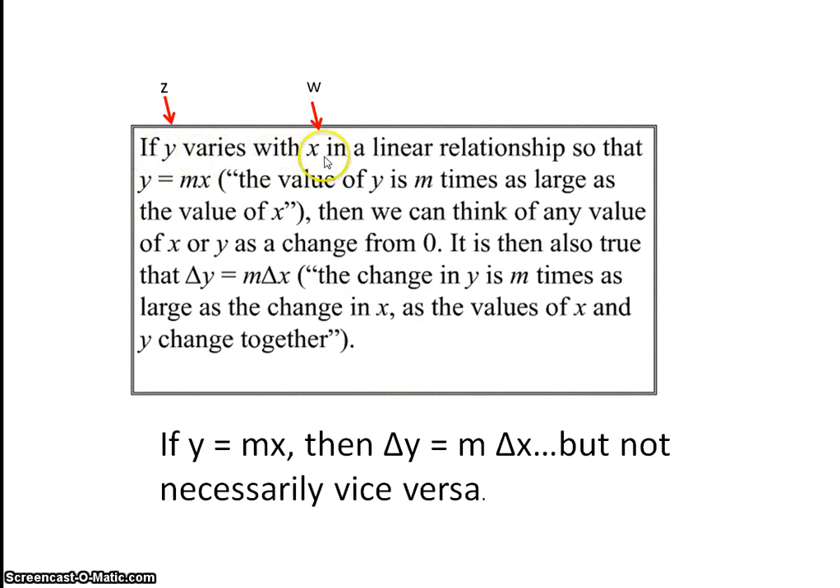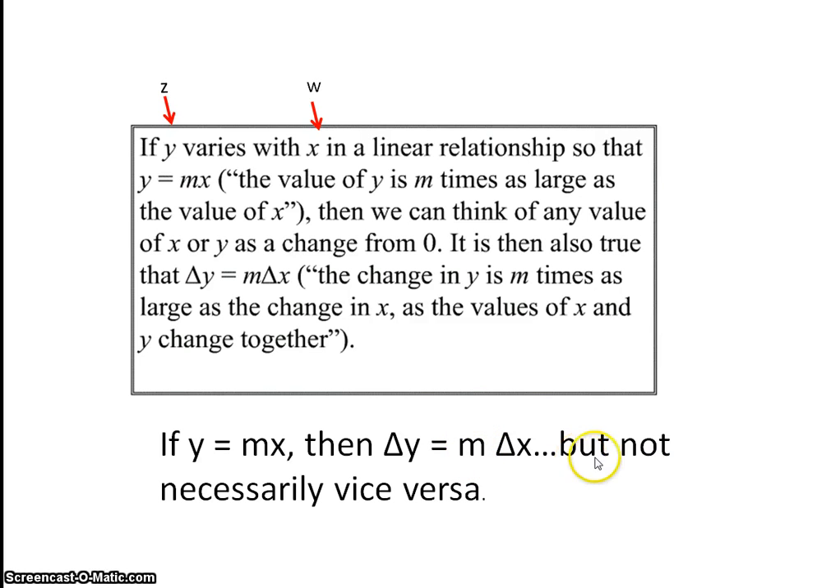If y varies with x linearly, or in our case, if z varies with x linearly, then z and w are proportional. If two quantities are in a linear relationship, then those two quantities are proportional. It is also true then that their changes, their relative changes, are proportional using the same proportionality constant. So I sum this up down here, and this is what we're going to eventually use.